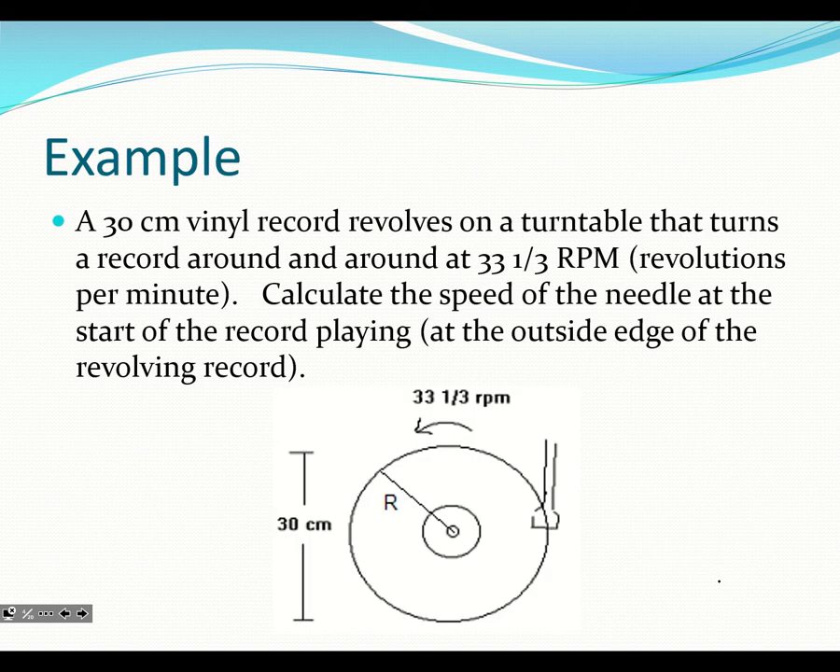So let's do a question. A 30-centimeter vinyl record revolves around a turntable, which turns the record at 33 1/3 rotations, or revolutions, per minute. Calculate the speed of the needle at the start of the record playing, at the outside edge of the revolving record. Okay, so they give us the diameter of the record, and they give us 33 revolutions per minute. And whenever we have per minute, it means that this is a frequency, right?